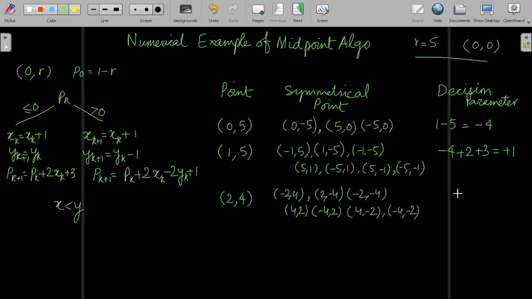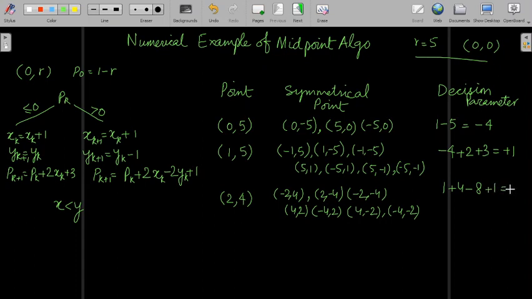So now, to calculate the next value of the decision parameter, we will use this equation as the case is pk is greater than 0. So the old value of pk is 1, plus 2xk, 2 into xk becomes 4. So 1 plus 4 minus 2 into yk. Yk is 4. It becomes minus 8, plus 1.